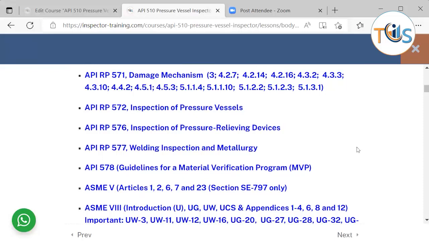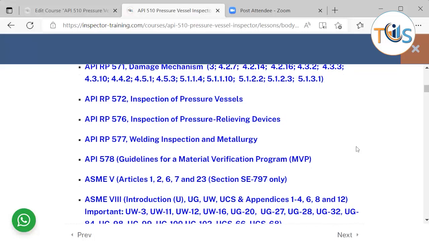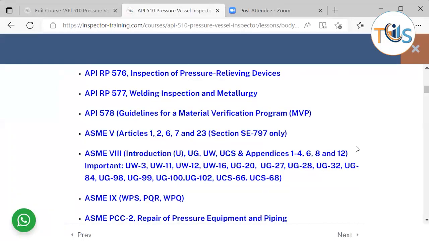What is a safety valve, what is a relief valve, how they are tested, what sort of damages or corrosion you might expect from them, that sort of thing. And then welding inspection and metallurgy, that should be read in conjunction with ASME section 9, because section 9 is about how to write a WPS and PQR and welding performance qualification, WPQ, whereas the 577 is about the welding inspection you do before, after, and during the welding processes, the damages they might encounter.